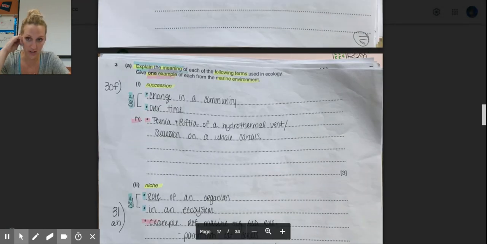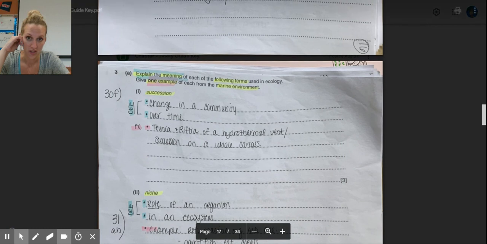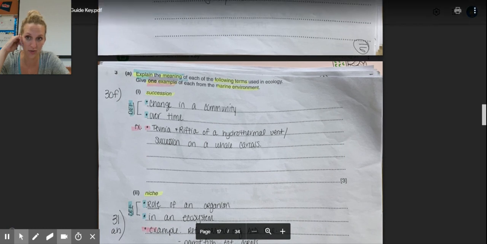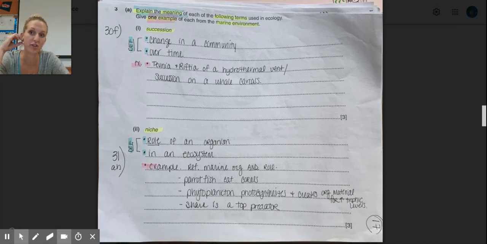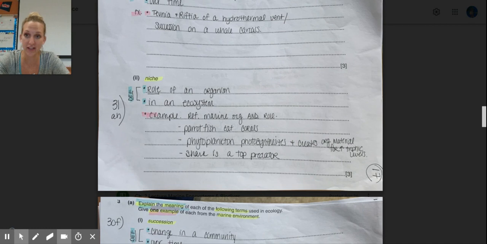Okay, 31 is our next one. I'm going to do succession with a different learning outcome, but this one is explain the meaning and give one example from the marine environment, so from an oceanic environment. Niche is the role of an organism in its ecosystem. Your example can be anything oceanic. Either pick a favorite that you have and know what it does.